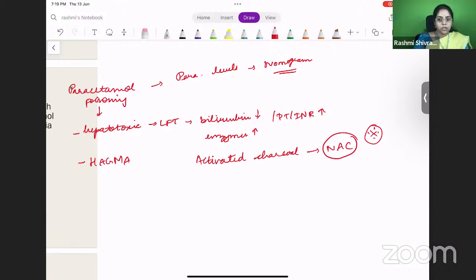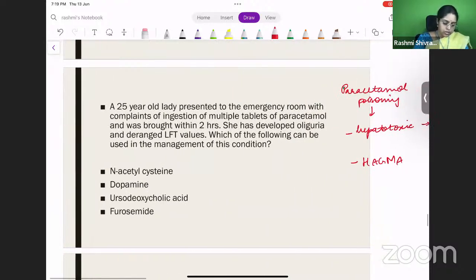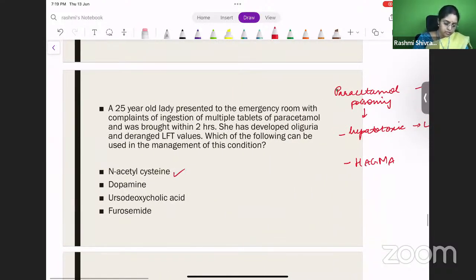So the drug of choice will be N-acetylcysteine. You have to monitor the liver function test and also the PT-INR to see how it responds to this N-acetylcysteine. So the answer to this question will be N-acetylcysteine.